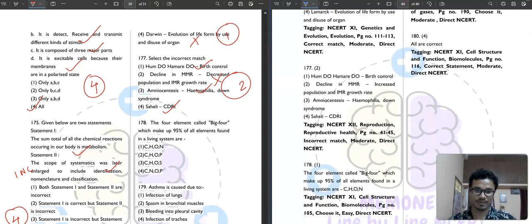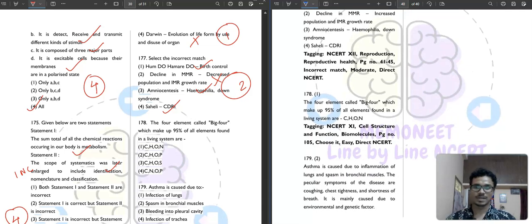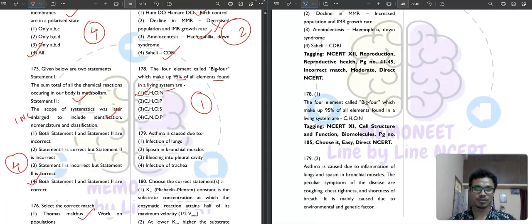Then question number 178. We are on the verge of ending this discussion. The 4 elements called the Big Four, which make up 75% of the elements, are what? That is your Big Four, CHON: carbon, hydrogen, oxygen, nitrogen. First option. Then question number 179. Asthma is caused due to infection of lungs? No. Spasm in bronchial muscle? Yes, this is the correct one. Bleeding into the pleural cavity is different. Infection of trachea is also wrong. So asthma is due to spasm in bronchial muscles. So the second option is the correct answer.